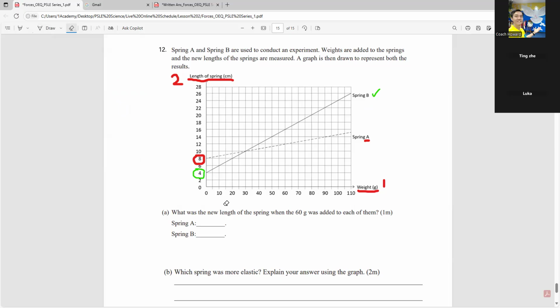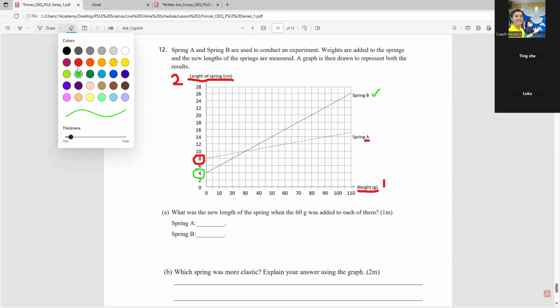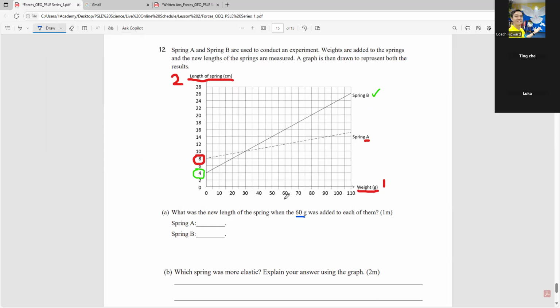So now they ask you, what is the new length of the two springs when 60 gram is added to them? So you highlight where is 60 gram. Okay, so 60, you underline here. So 60 is here. Then you use a ruler to dot up. So this is first point here, this is second point here. Then you use a ruler to track on the left-hand side. So spring A will be this unit here, 12. Spring B will be 16. So you need to use this value to answer here.